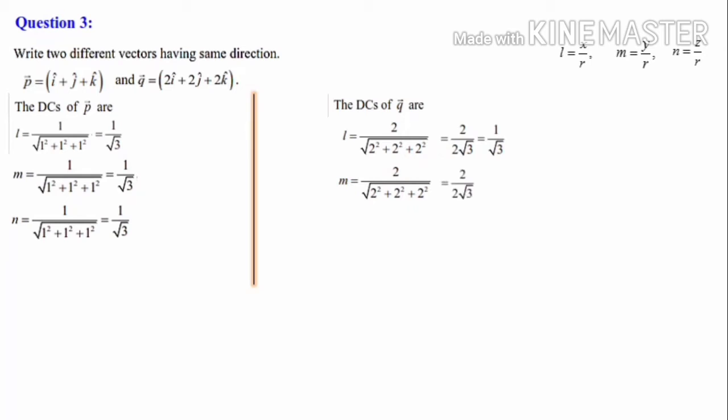The next is m is equal to, y value here is 2, 2 divided by root of x square plus y square plus z square, as in the previous calculation, that is 2 divided by 2 root 3, 2 cancelled, and we will get 1 by root 3. And n is equal to, here also z value is 2, 2 divided by root of x square plus y square plus z square, same calculation, 2 divided by 2 root 3, 2 cancel, and finally we will get 1 by root 3. Here the direction cosines, DCs, of vector P and vector Q are the same. So we have written two vectors having the same direction, and they are different also. Here vector P is not equal to vector Q.